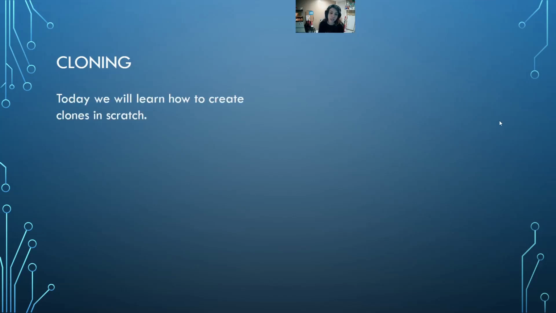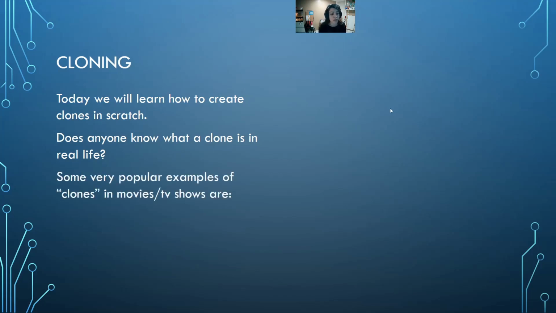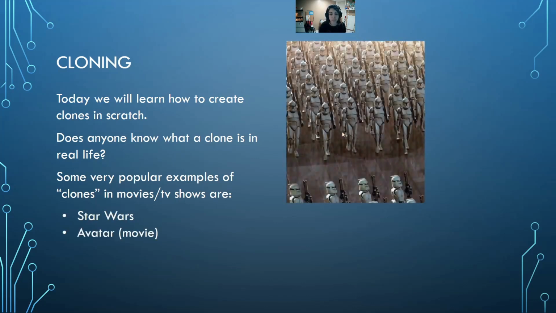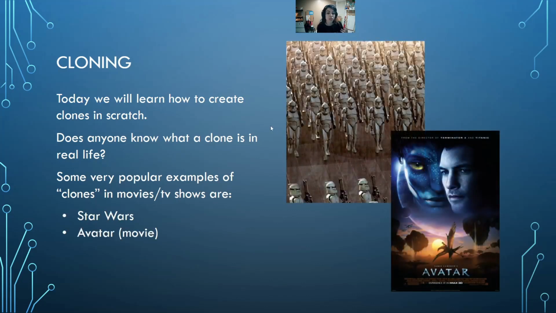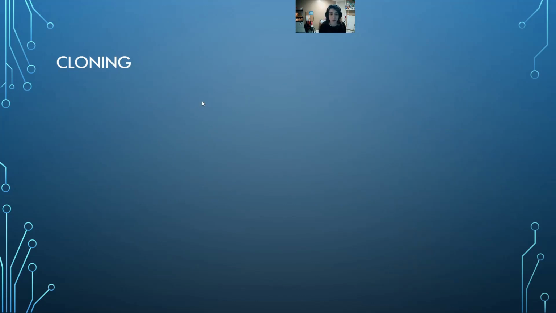Cloning. So today we'll be learning about how to create clones in Scratch. Does anybody know what a clone is in real life? We've seen them in movies and games before. Some very popular examples of clones in movies and TV shows are Star Wars and Avatar, the movie. So these are examples of clones: having multiple copies of the same person.